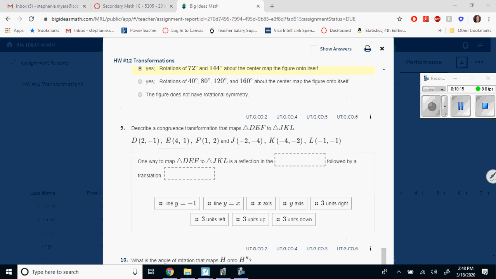Number 9, describe the congruence transformation to get from one shape to the next. So you'll have to figure out how to get from one to the next. Let's see, 2 to negative 2, 3. Yeah. I'm going to have you guys try that one on your own. If you need help, reach out to me. That's a pretty good problem there.